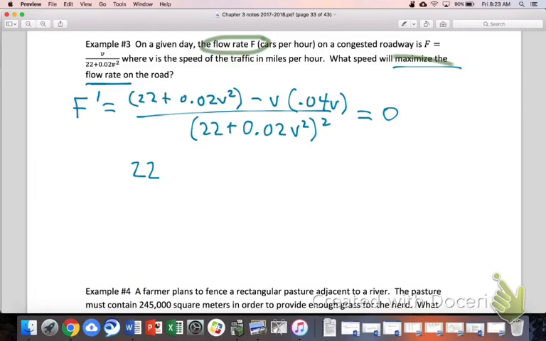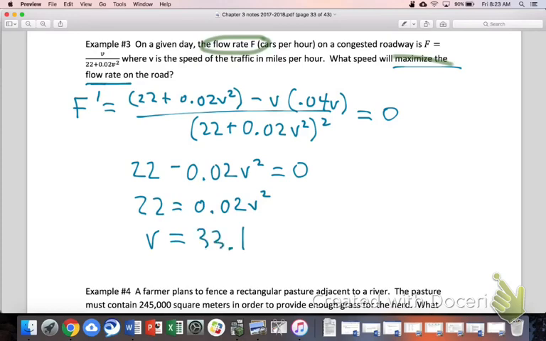When I simplify the numerator a little bit, I get 22 minus 0.02 V squared equals 0, just by multiplying and adding some like terms. And then we just do some algebra here. 22 equals 0.02 V squared. You divide, and then you square root, and what do you get? Isn't it like 30-something? Okay, so V equals 33.166. Is that right?